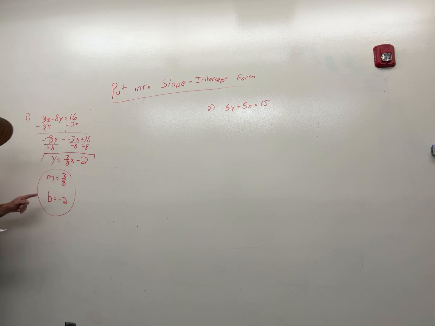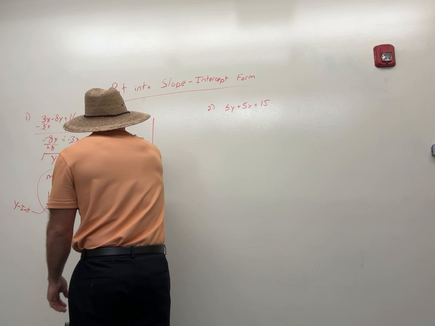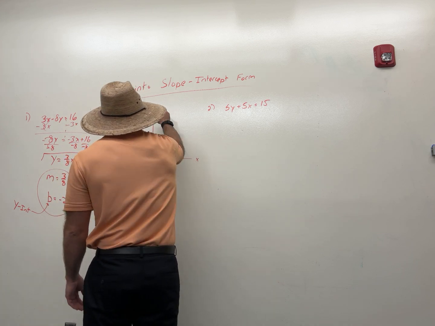Now watch what we're going to do here. We have slope. We have the what intercept? Slope-intercept form. We have slope. We have an intercept. But what intercept is this? Do you remember? That's all right. This is called the y-intercept. So now when I graph this, we have x, we have y.